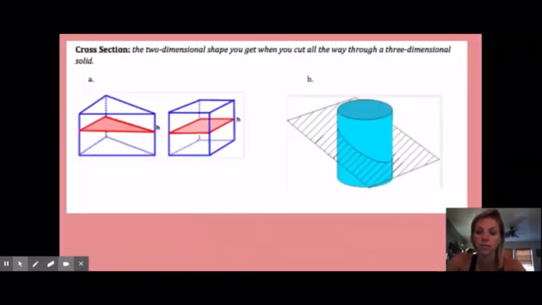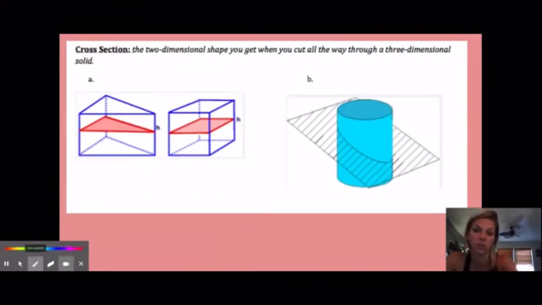So if you look here, here's some ideas of cross sections. Well, in A, these both have polygon bases and the top and bottom are congruent. So both of these are prisms.